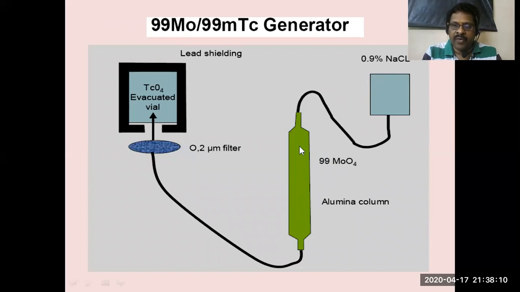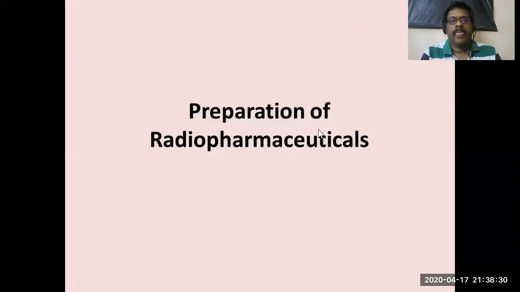It will be ready for eluting out, and because of the flow of this liquid with the vacuum pressure, it will be coming out through this, and it will be collected in this lead chamber. Here we can adjust the dose strength, and we can make it into a suitable formulation. We can inject it into the patient readily.